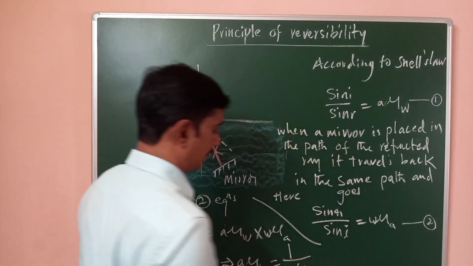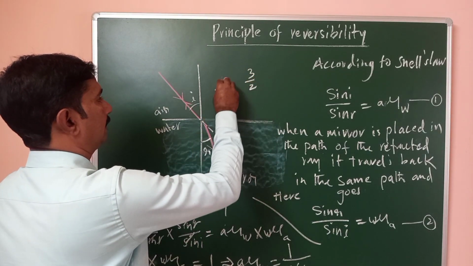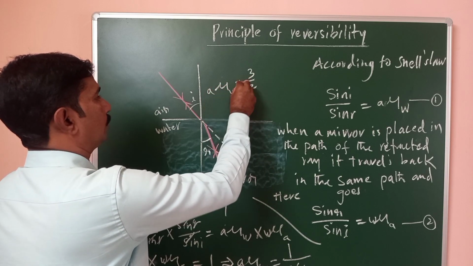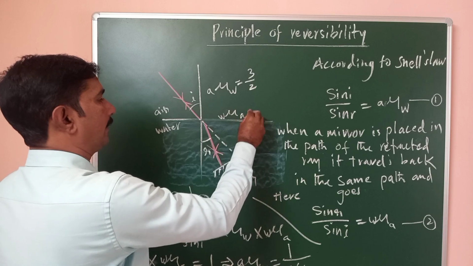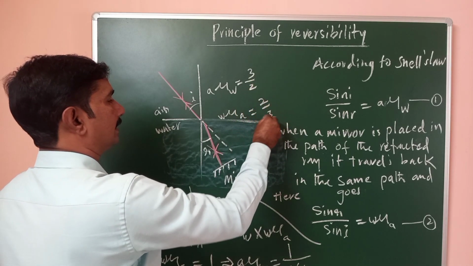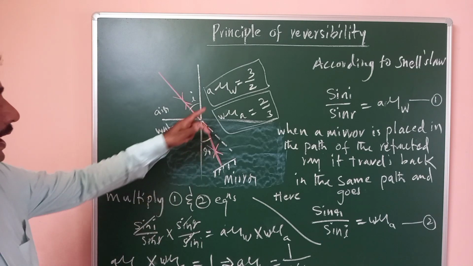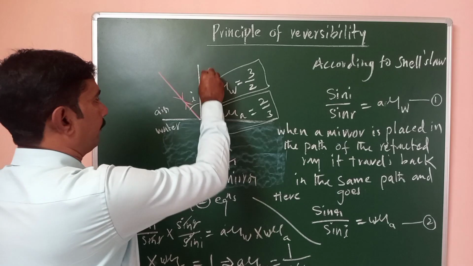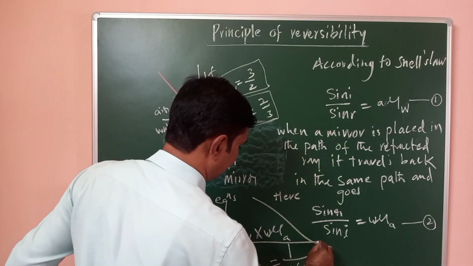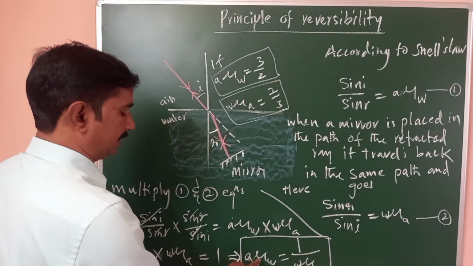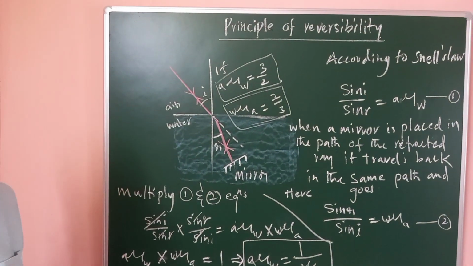The significance here is, if the refractive index of water is 3 by 2, that is mu A to W is equal to 3 by 2, then when light travels from water to air, the refractive index will be 2 by 3. This is the reciprocal of this. When light travels from air to water, if the refractive index of air to water is 3 by 2, then water to air is the reciprocal of that. This is the significance of this equation. This is what principle of reversibility says to us.